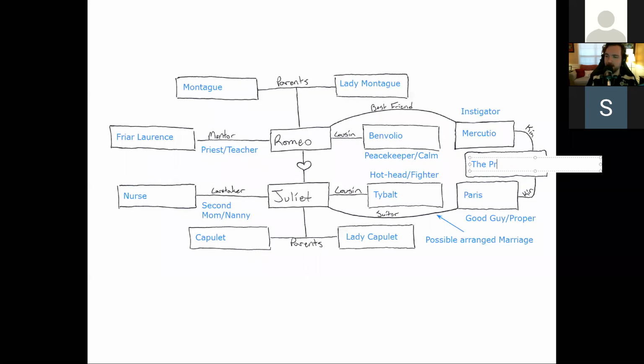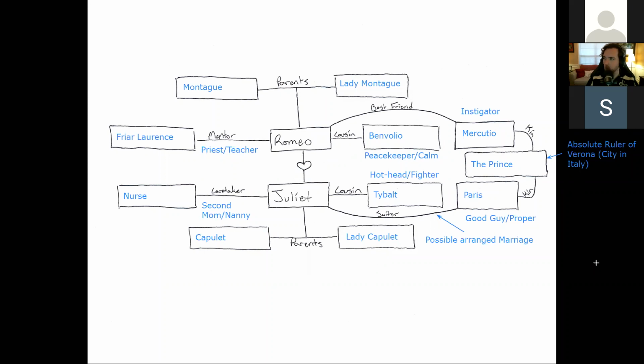The prince is the absolute ruler of this city that we're in. We're set in Verona, which is a city in Italy. So the prince is the judge, jury, and executioner. Ruler of Verona, which is a city in Italy, right? So the prince is sort of like, there is no judicial system at the time. Like if the prince says that you're dead, you're dead, okay?